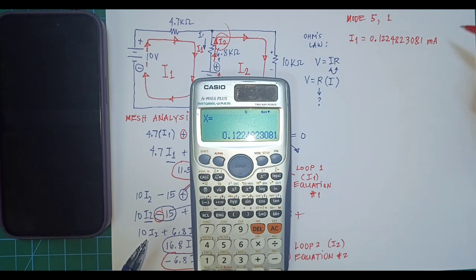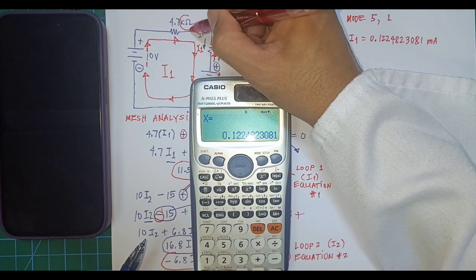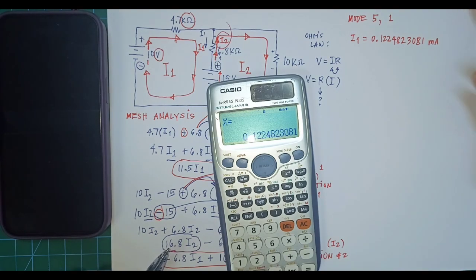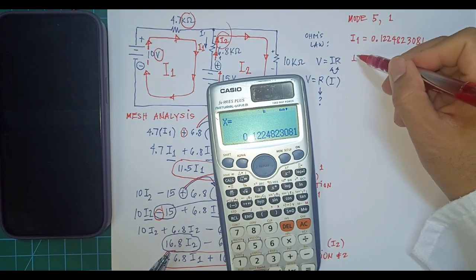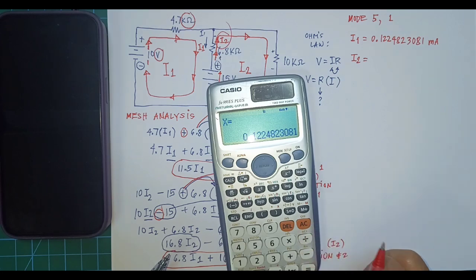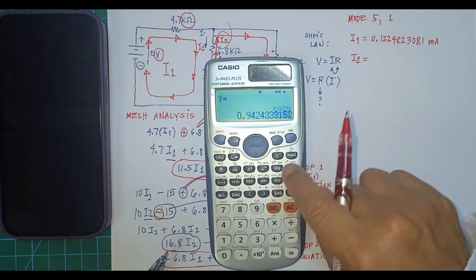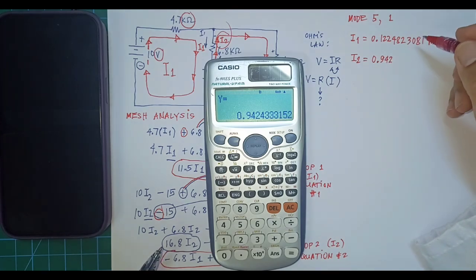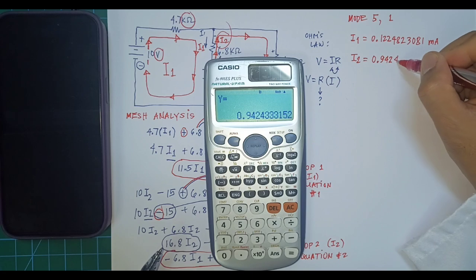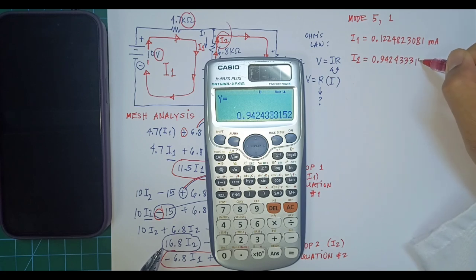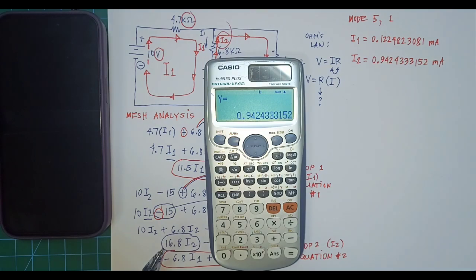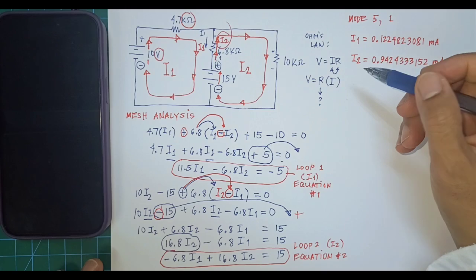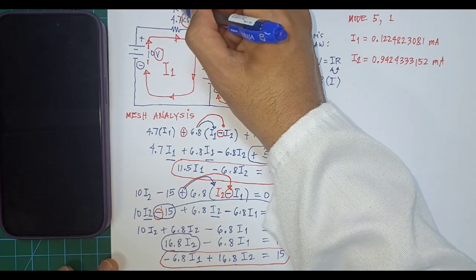And we will make it milliamperes because we are dealing with kilo ohms and we are also dealing with volts. Therefore, we can use milliamperes for our answer. Now for I2, on the other hand, we can press the equal sign again, and you will get the answer of 0.9424333 milliamperes. So if we want to get the value of the current through, let's say, this R1.